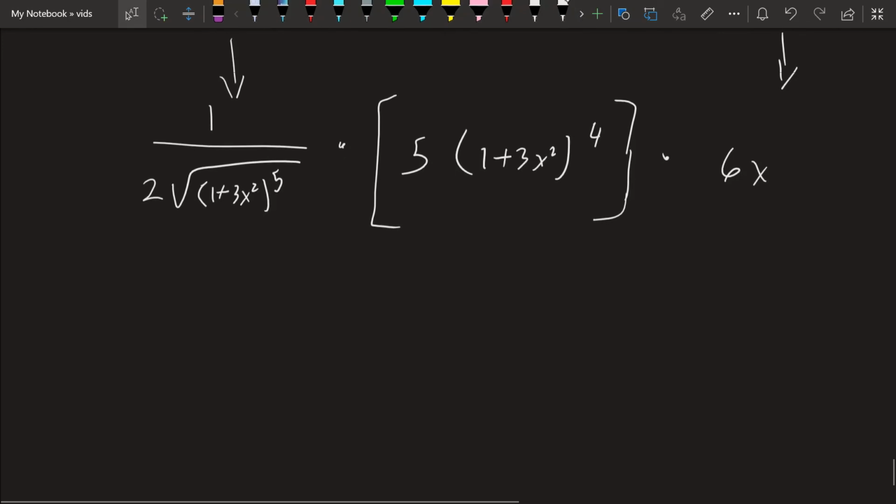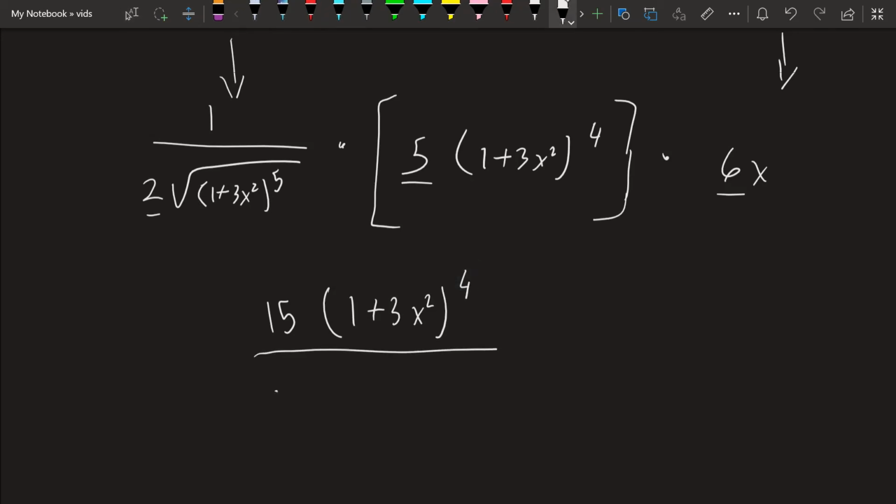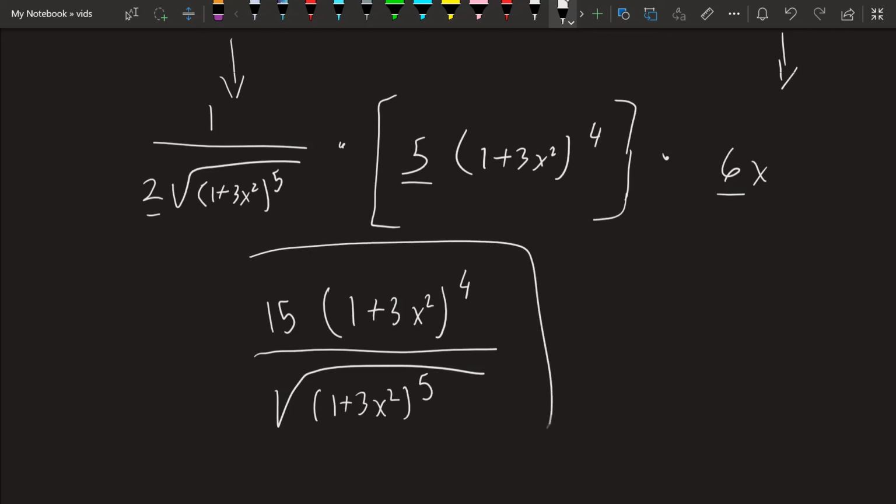Now, let's simplify. Let's multiply. 5 multiplied by 6 divided by 2 is just 15, right? So 15, 1 plus 3x squared raised to the power of 4 over the square root of 1 plus 3x squared all raised to the power of 5. And there you go. That's your answer.